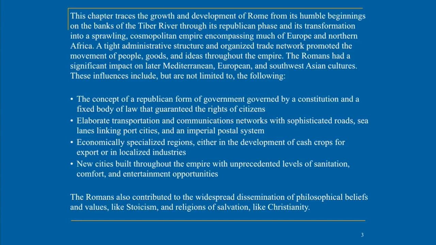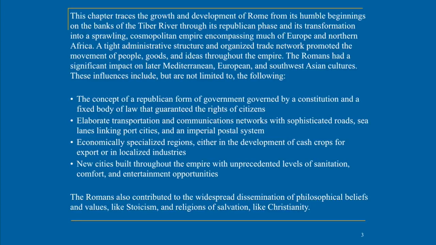Introduction. This chapter traces the growth and development of Rome from its humble beginnings on the banks of the Tiber River through its Republican phase and its transformation into a sprawling, cosmopolitan empire encompassing much of Europe and northern Africa. A tight administrative structure and an organized trade network promoted the movement of people, goods, and ideas throughout the empire. The Romans had a significant impact on later Mediterranean, European, and Southwest Asian cultures. These influences include, but are not limited to, the following.